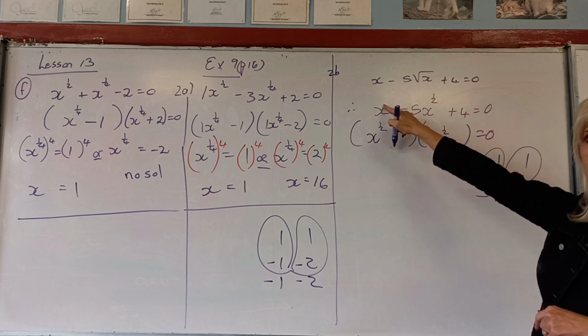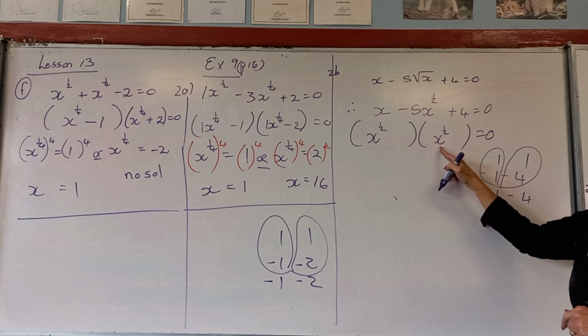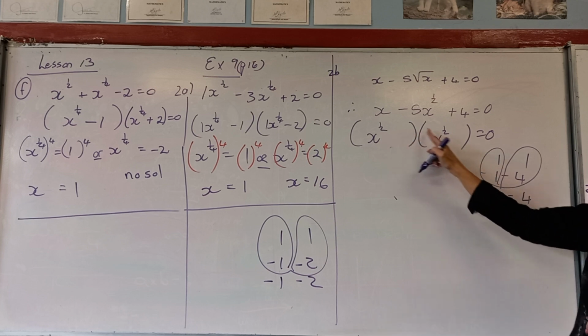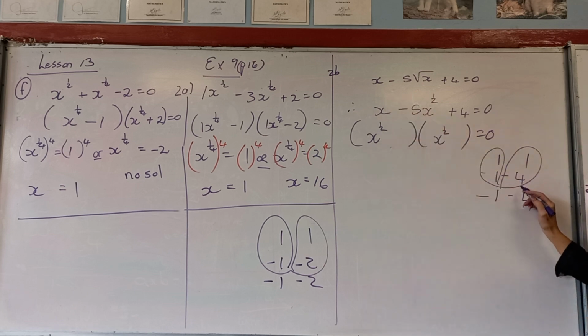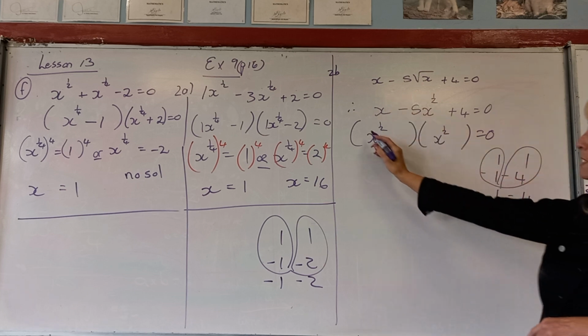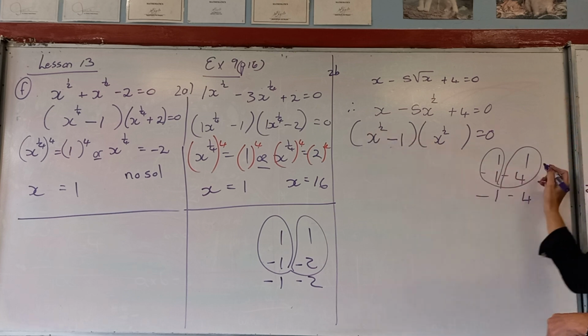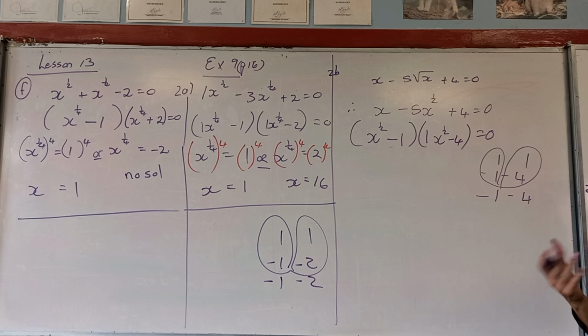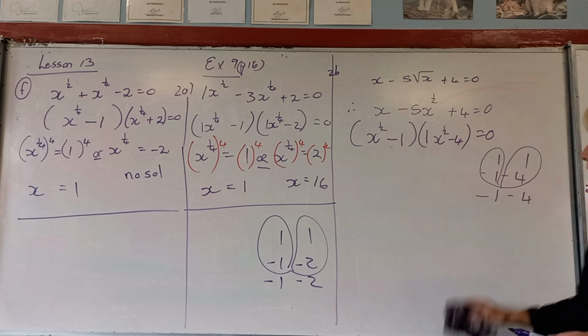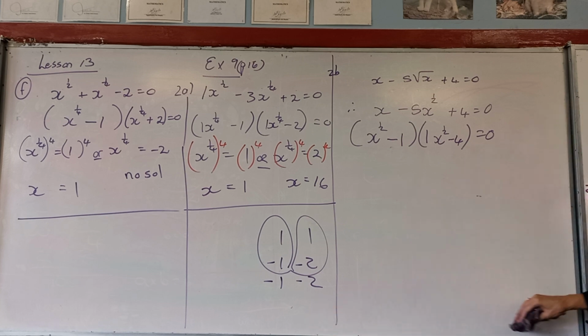This was 1. So I have x to the half times x to the half. When you multiply, you add exponents. And a half plus a half is 1. These factors then will be 1 minus 1. So 1 minus 1 and 1 minus 4. If you want to put the 1 there, it's fine. If you don't want to put the 1 there, it's also fine. We've got our 2 answers we now spoke about.